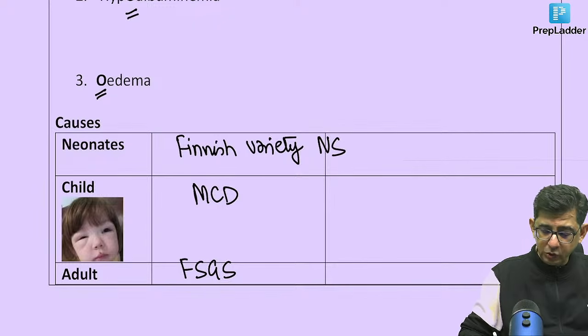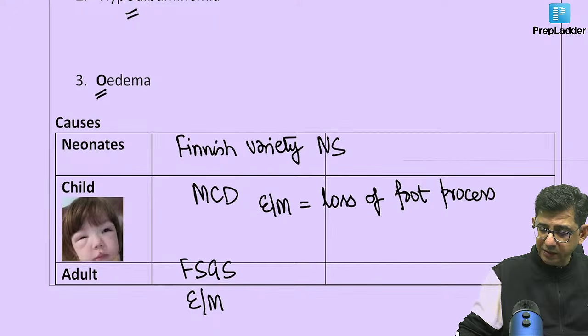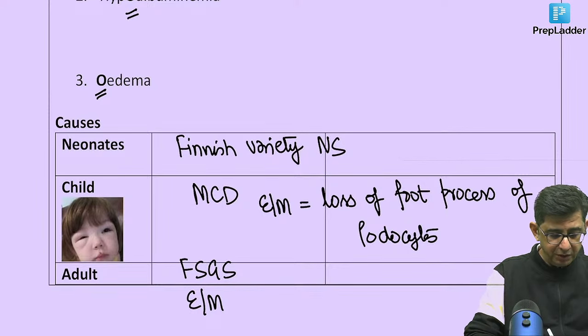Tell me the electron microscopy for focal segmental glomerulosclerosis. I'll be writing the electron microscopy of minimal change disease, that is loss of foot processes of podocytes. Loss of foot processes of podocytes is a feature with respect to MCD in a patient. Let me know the electron microscopy finding for focal segmental glomerulosclerosis.